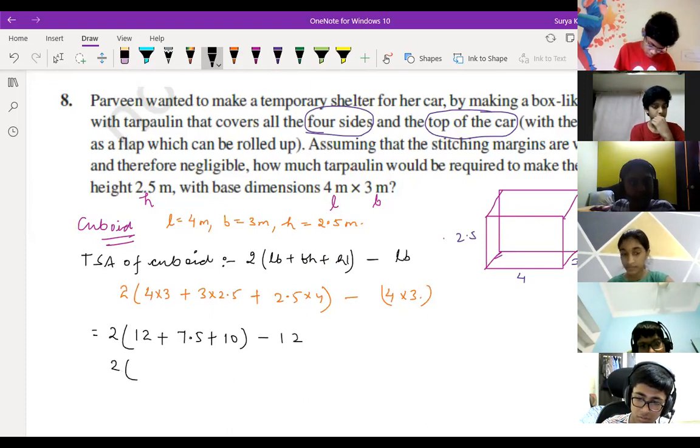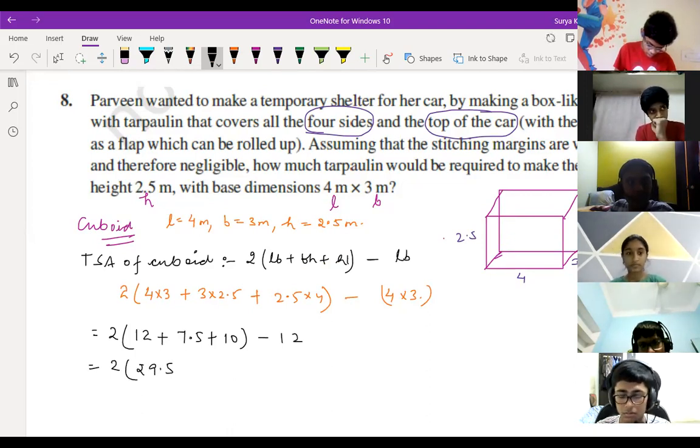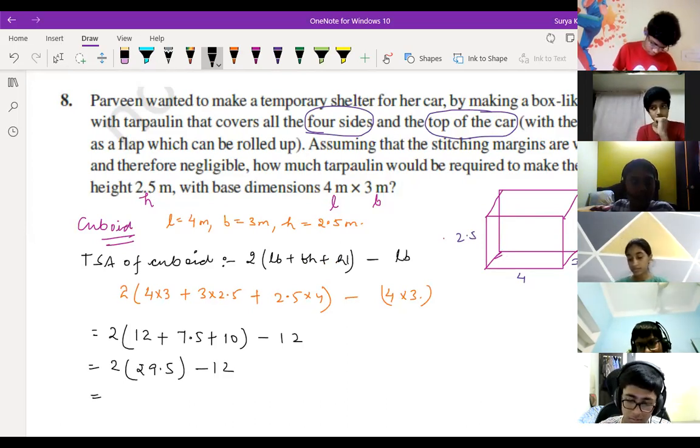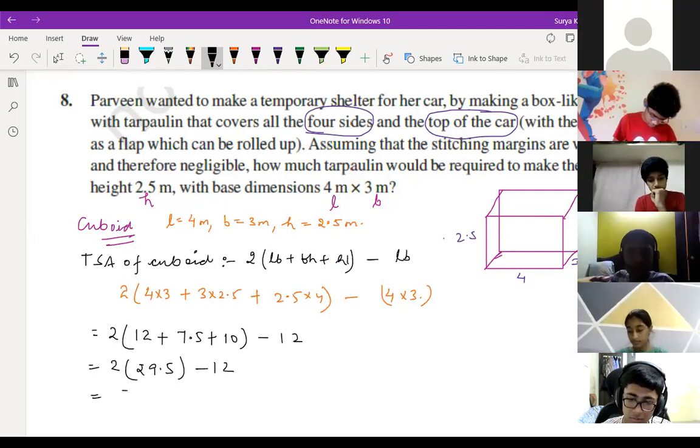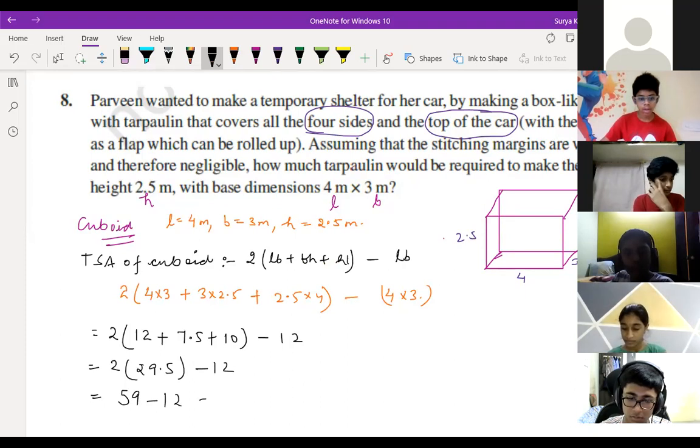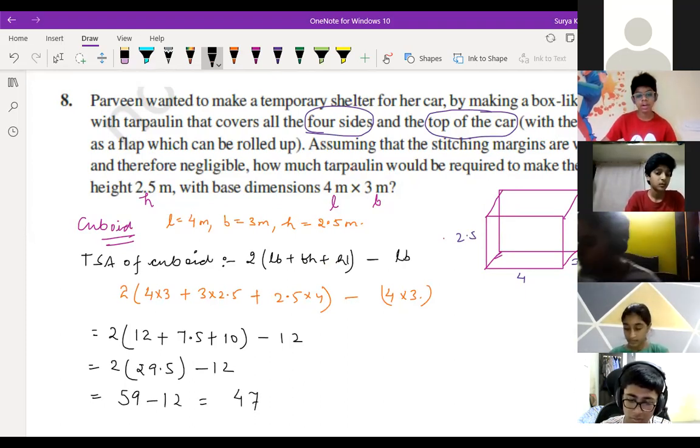So 2 into 12 and 10, 22, 22 and 7, 29.5. 29.5 minus 12. What do you get? 59, right? 59 minus 12, that is 47. 47 meters square. 47. 47 meters square.